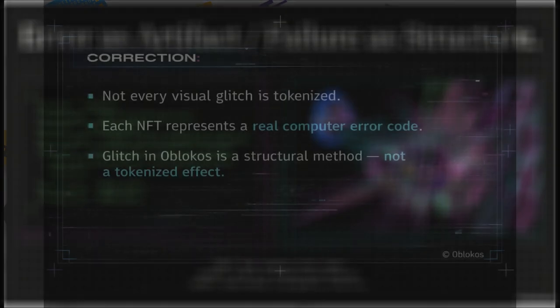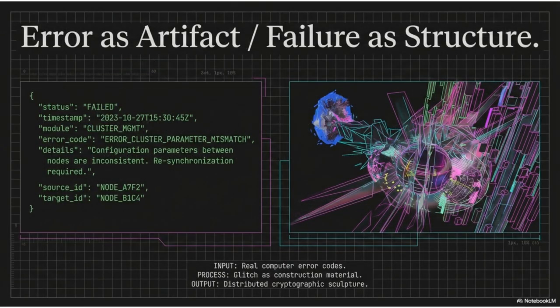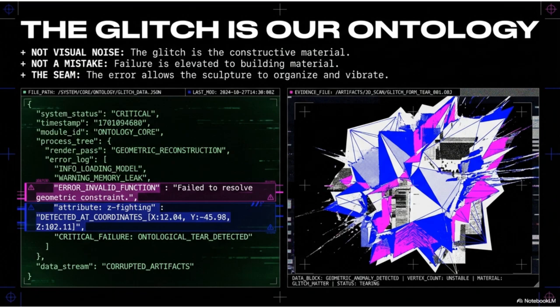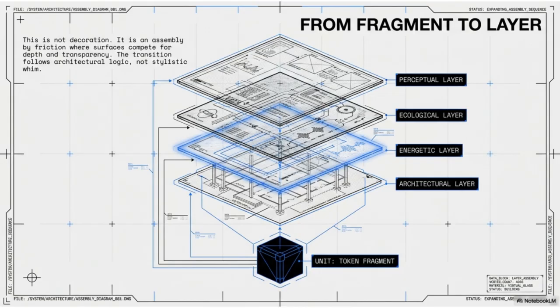And this just shows you how deep the concept goes. Every single one of these structural glitches is tokenized as an NFT. And each one literally represents a real computer error code, a symbolic system failure that gets transformed into a tangible, sculptural building block for this world.